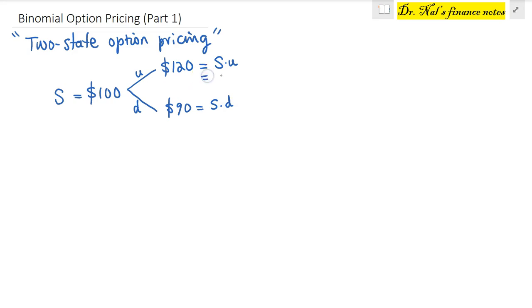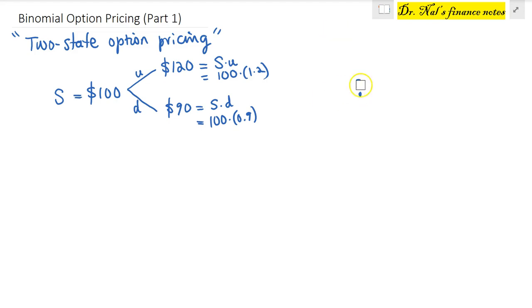Okay, let's go ahead and write these. So 100 times 1.2 for the up path, and the factor for the down path is 0.9, and as a result you get $120 and $90 respectively. But when that's the stock price, the question is, what is the value of the corresponding call option with the following features? That call option will have a strike price of $110.